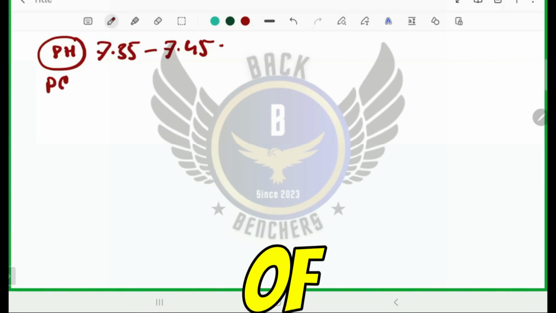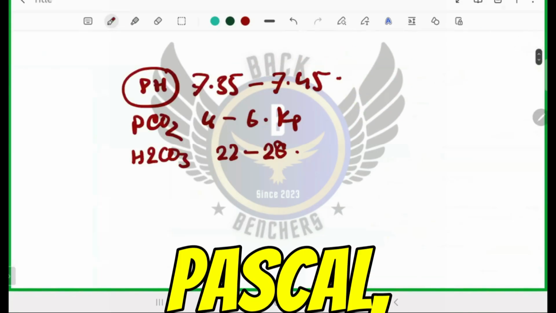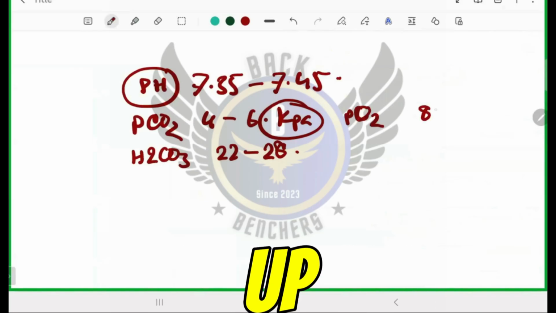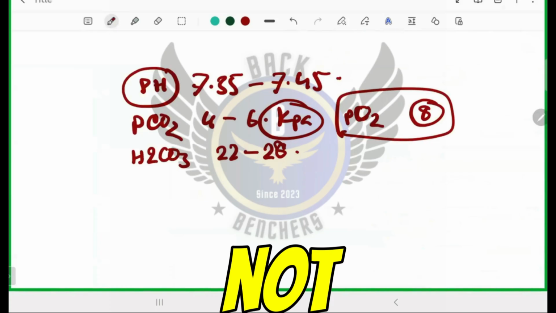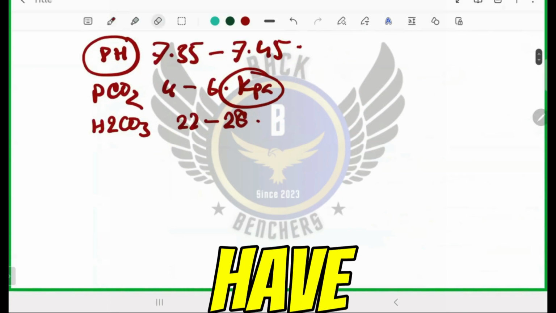Partial pressure of carbon dioxide: remember 4 to 6 kilopascal. Okay, guys, remember kilopascal. Partial pressure of O2 is just up to 8, but it's not important right now. We will not talk about that. These three things you have to remember.